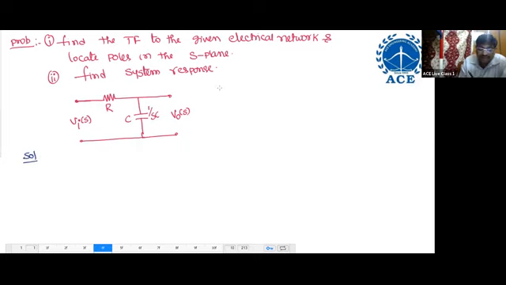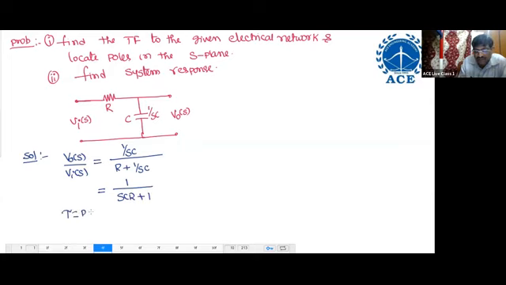V naught of S by VA of S equals the impedance across the output, 1 by SC, divided by the total circuit impedance, R plus 1 by SC. That gives 1 by SCR plus 1. Tau equals RC. So the transfer function is 1 by S tau plus 1. This is the transfer function.